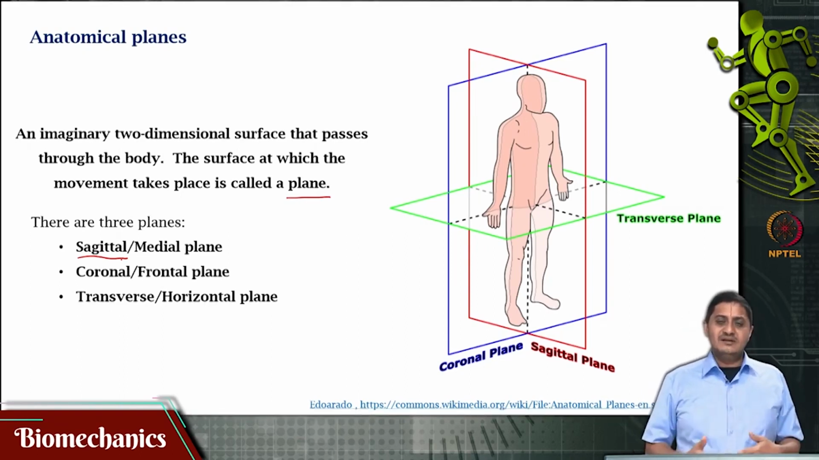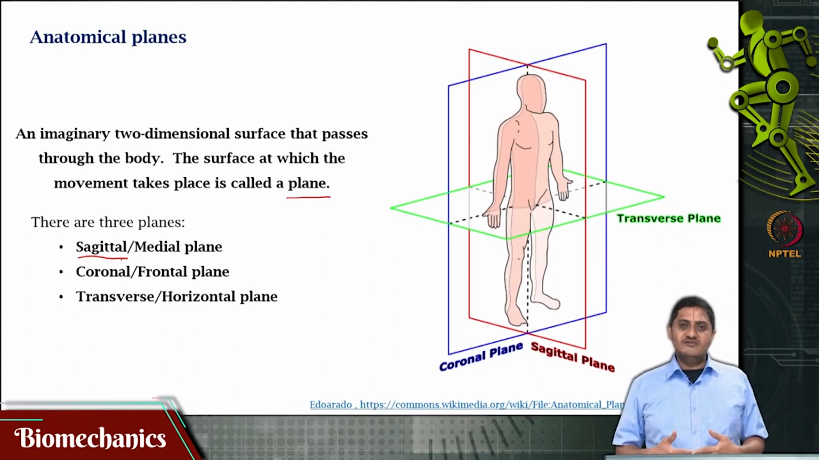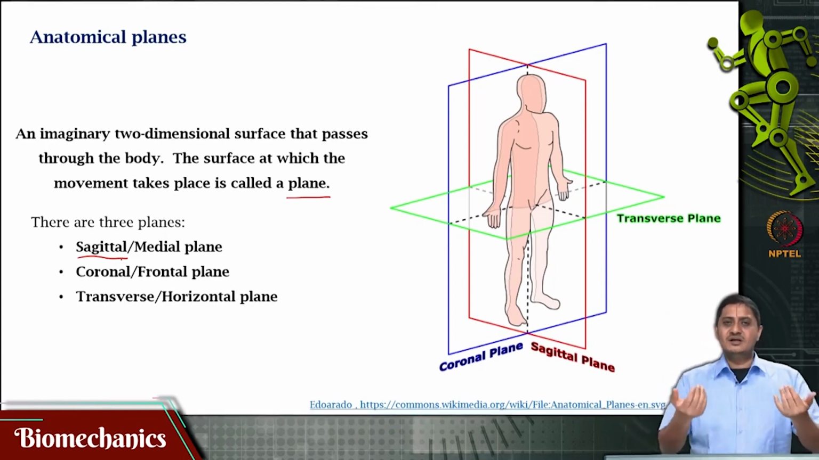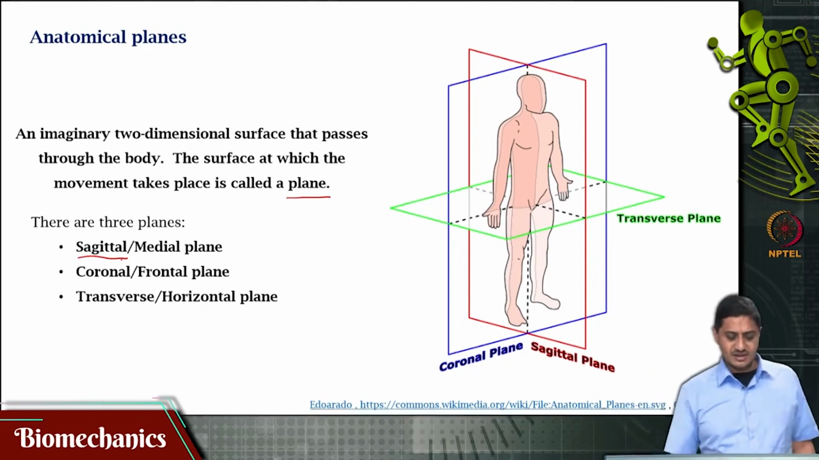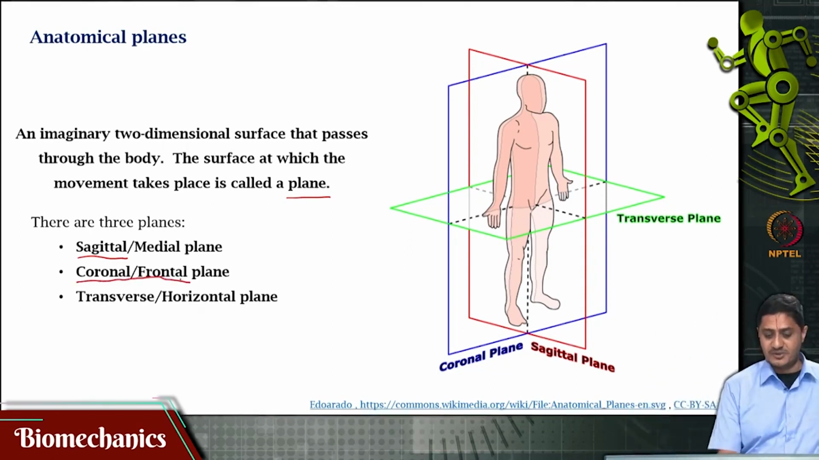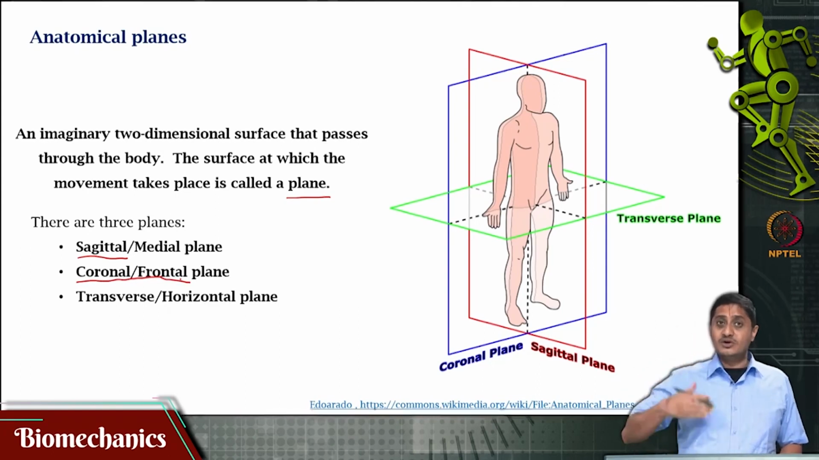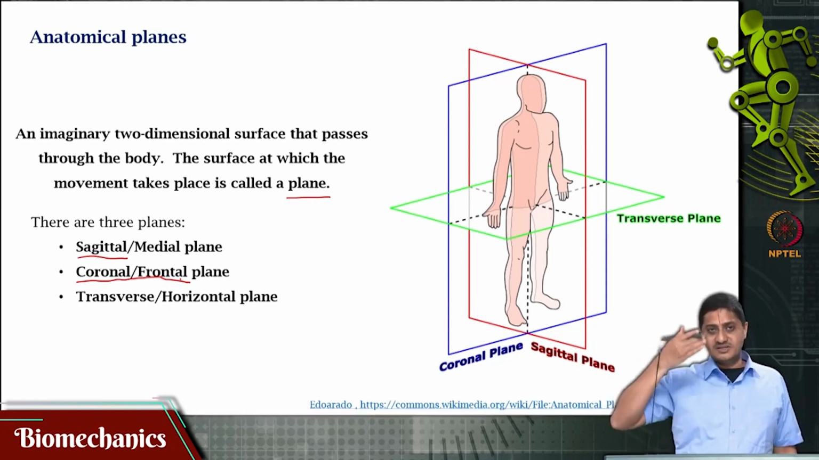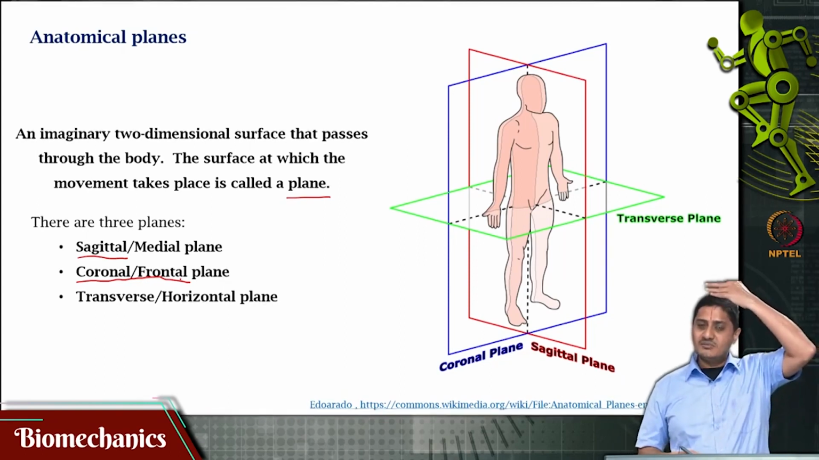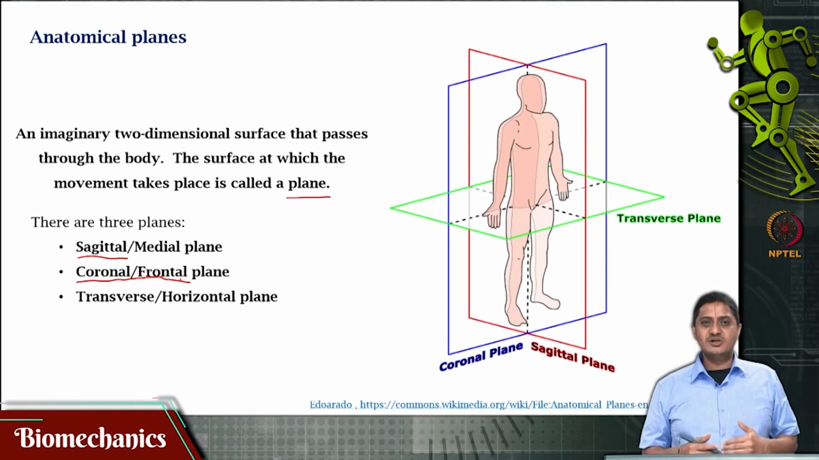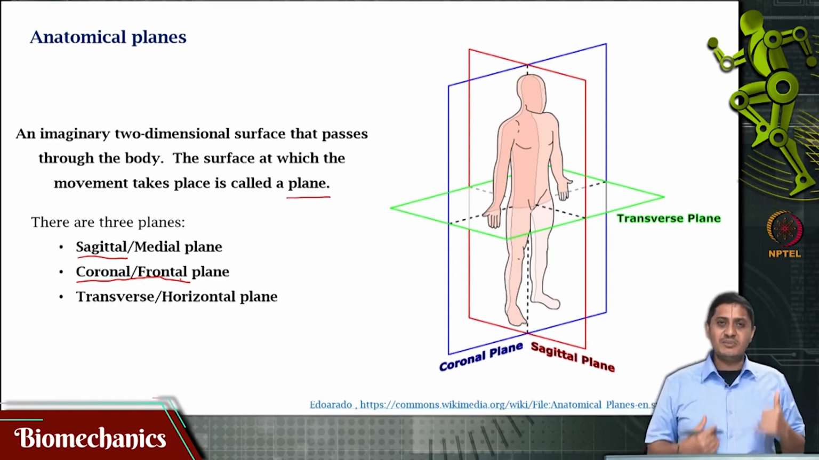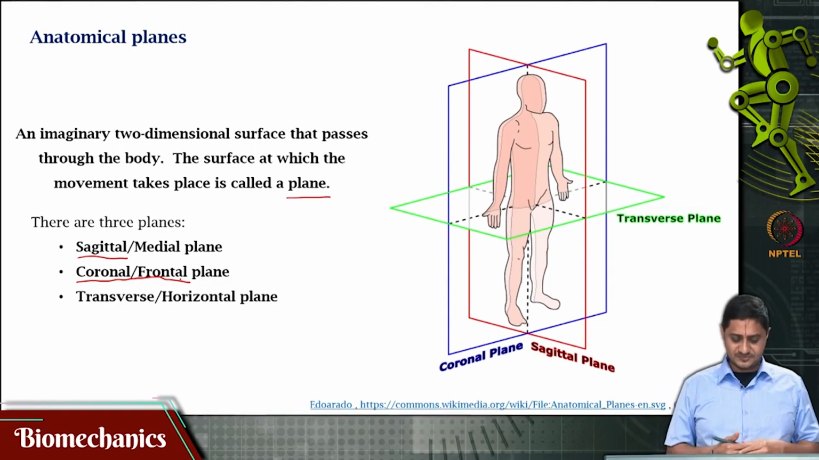Then that plane which passes through the body and divides the body into a front part and a back part, not necessarily 2 halves. A front part and a back part. That plane is called coronal plane or frontal plane. Remember, again, there can be many coronal planes. There can be one that passes at the beginning of the head, and there can be one that passes at the center of the head. That plane that divides the body into 2 parts, front and back, is called the coronal plane.